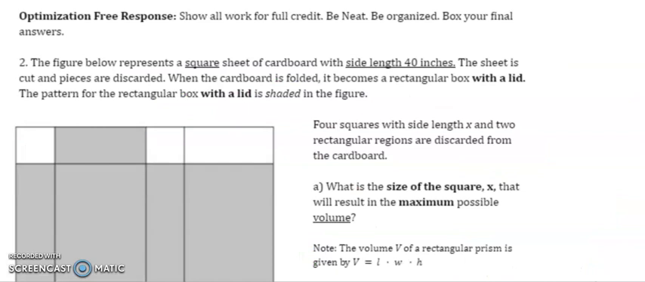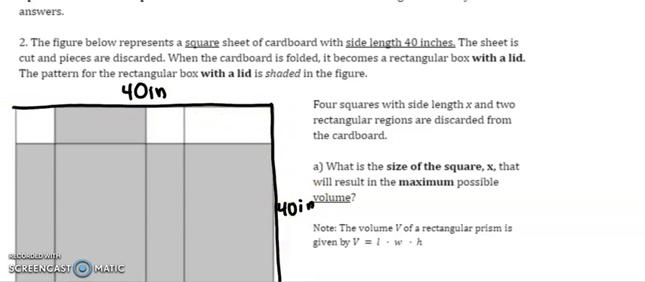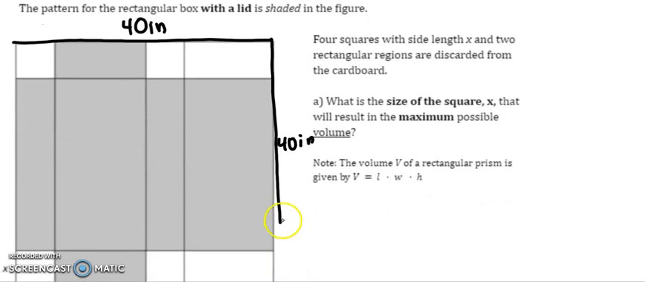All right, next one, the free response box. So this figure represents a square sheet of cardboard with a length of 40 by 40. So we're going to have 40 inches along here and 40 inches along here. And that's the full side of this piece of cardboard. Then we're going to cut out the parts that are not shaded in. So the shaded part is what remains. 4 squares with side length x and 2 rectangular regions are discarded from the cardboard.